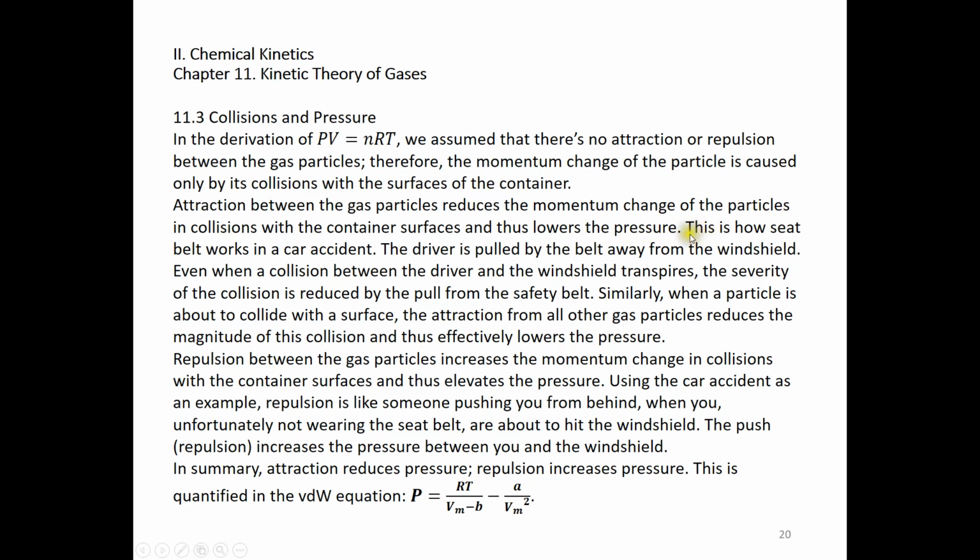Well, this is also how a seatbelt works in a car accident. In a car accident, the driver is likely to hit the windshield. But what if you have the seatbelt pulling the driver away from the windshield? It's almost like attraction pointing towards the center of the car, away from the windshield. And now, even when a collision between the driver and the windshield transpires, the severity of the collision is reduced by the pull from the safety belt.